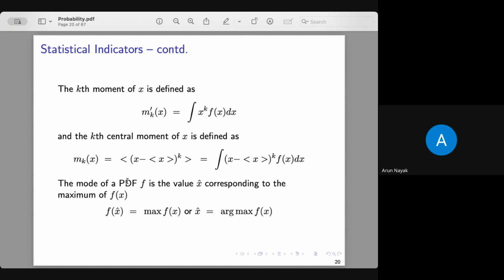And the mode of a PDF. There is a question. Sorry. Why is there n minus 1, not n, in the denominator of the variance?